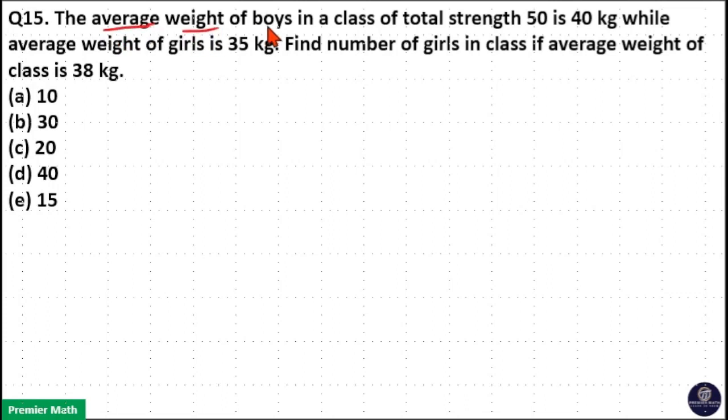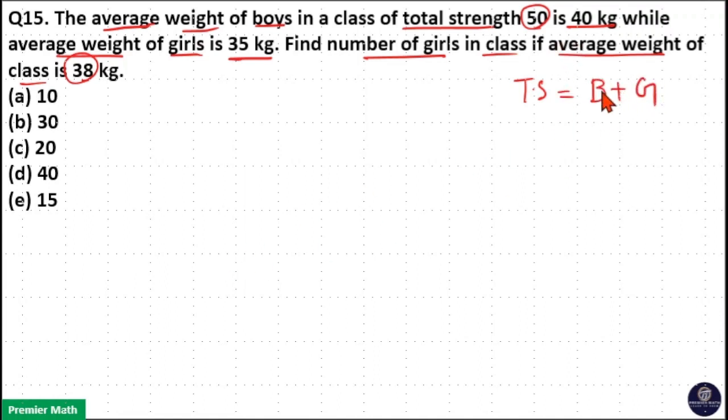The average weight of boys in a class of total strength 50 is 40 kg while the average weight of girls is 35 kg. Find the number of girls in the class if the average weight of the class is 38 kg. Here the total number of students in a class is number of boys plus number of girls. Boys' average is given and girls' average is given. Also the class average, that is the total number of students' average, is given. Which means we can use the alligation method here. So we need to find the ratio of the number of boys and girls.